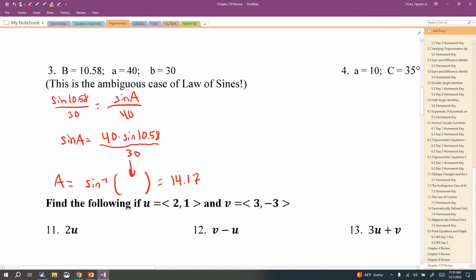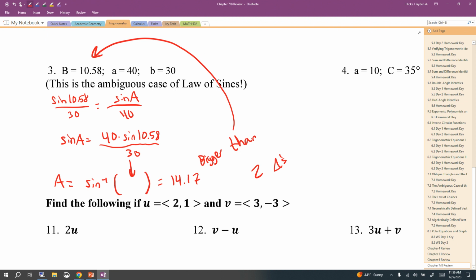Okay. Now, the other two cases come from this angle here. If this angle, the angle you find, is bigger than the angle you're given, how many triangles are there? 2. And if it's smaller? 1. Good. This angle is bigger, which means there's 2 triangles. Okay? Now, I want to make sure we all understand this. This isn't any harder than if there was one triangle. It's just you have to do it twice.